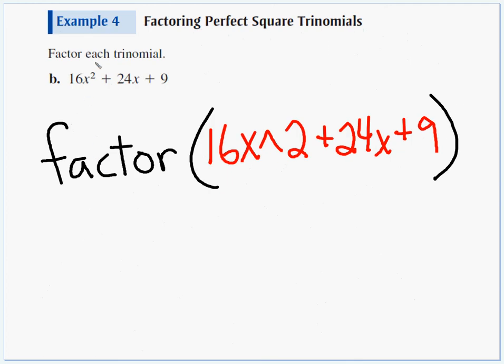All right, let's try example 4 here. Factor the trinomial, 16x squared plus 24x plus 9. So, of course, F2 menu, factor option, parenthesis, type it in there exactly as you see.